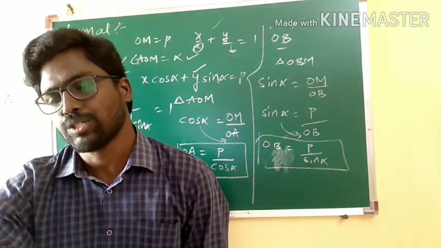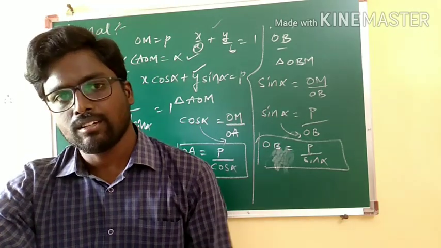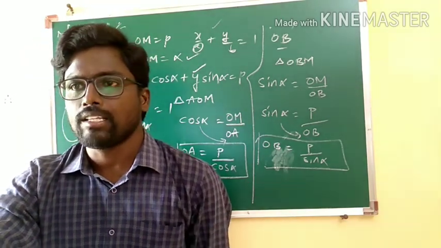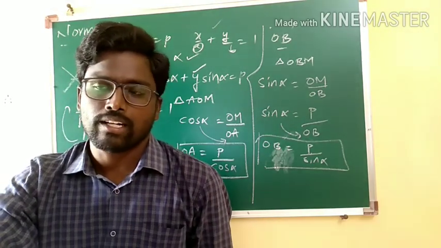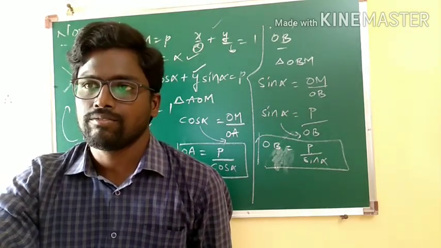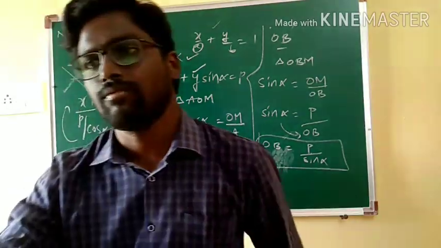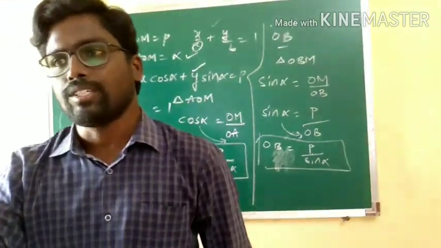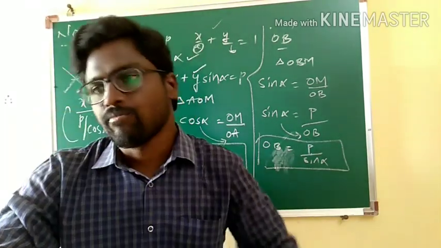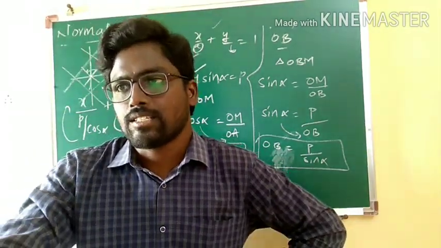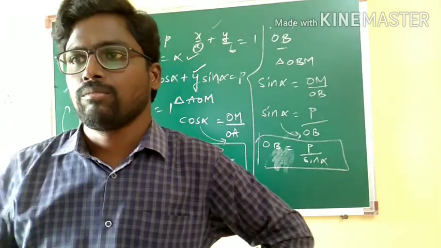Take a small application. Find the equation of the straight line which is at a distance of 7 units from the origin.